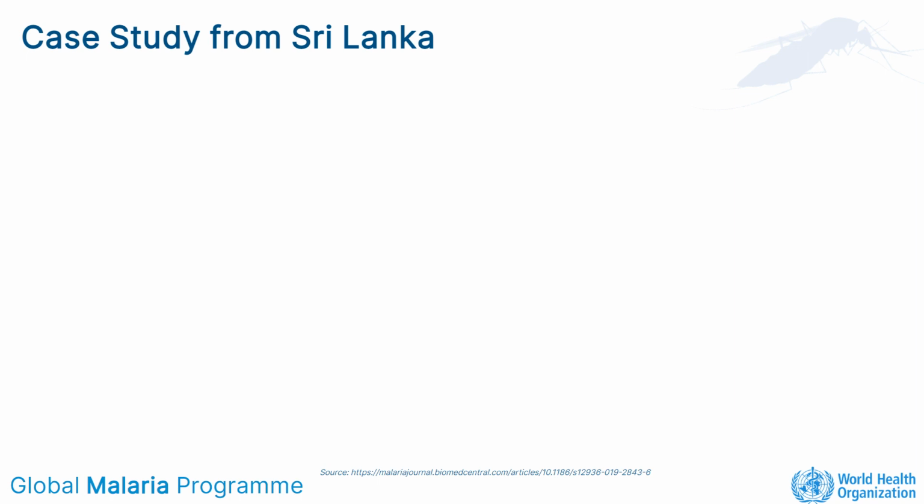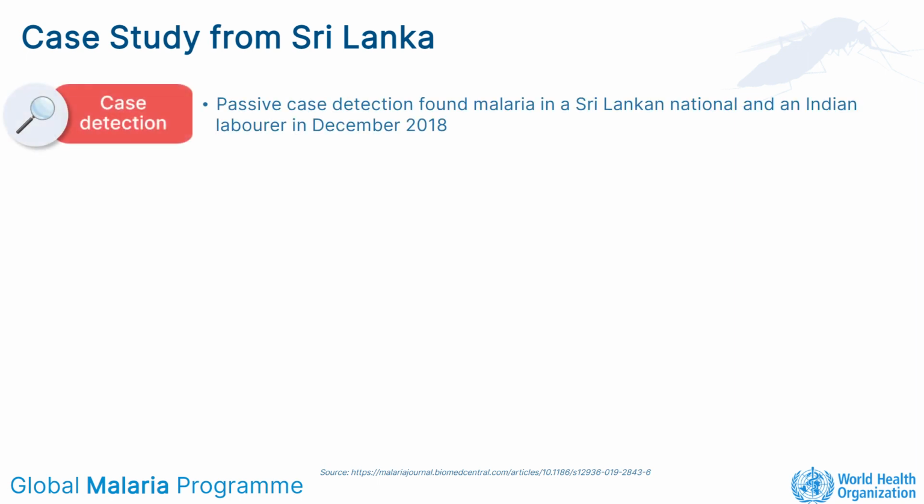Here's an example of how the surveillance system has operated in Sri Lanka since elimination. On 12 December 2018, a Sri Lankan national sought care for a febrile illness that included respiratory symptoms. 14 days later, on 26 December, he was diagnosed with Plasmodium vivax malaria. He had never left Sri Lanka. On the 18th of December 2018, an Indian laborer from a construction site in Monongalala, about 160 kilometers east of Colombo, sought treatment for a bout of fever and was found to be positive for Plasmodium vivax.